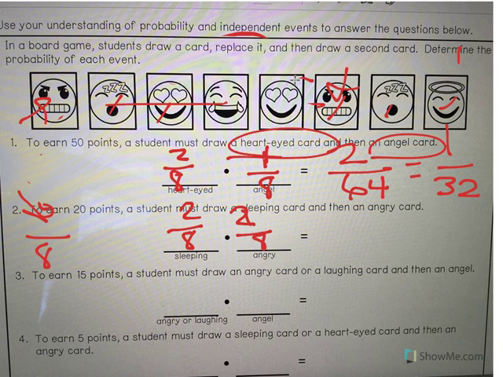And if you wanted to, you can, of course, cross factor, but that is 4 over 64. When you reduce that, that is a 1 out of 16 right there. And you could see that it is harder to get a Heart Eye and Angel card. That's why it's worth 50 points. Why is it harder? Because 1 out of 32 chances. Well, that's easily said. It's because you only have one Angel card where you have two Angry cards here.